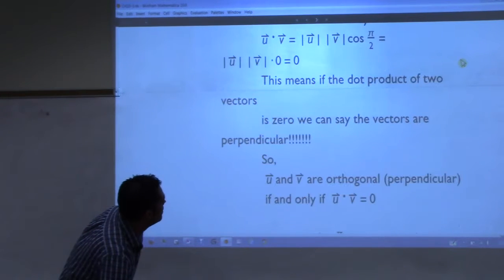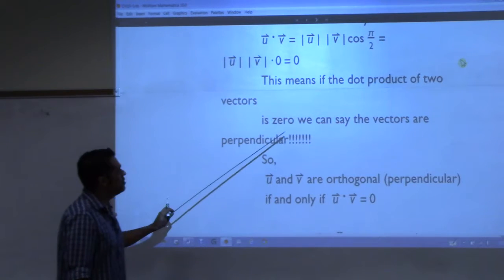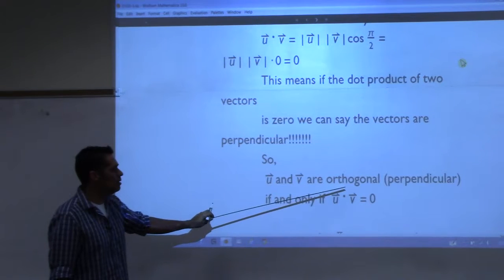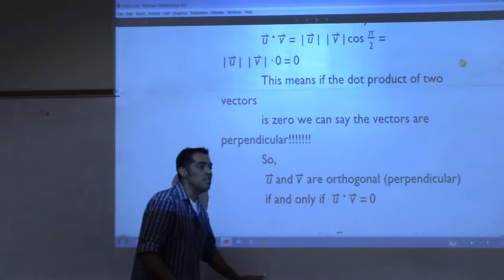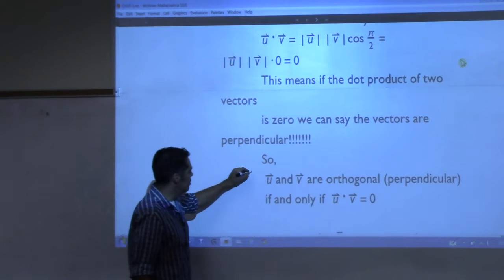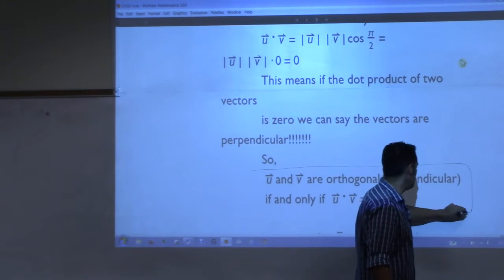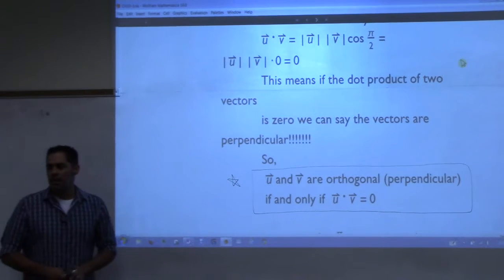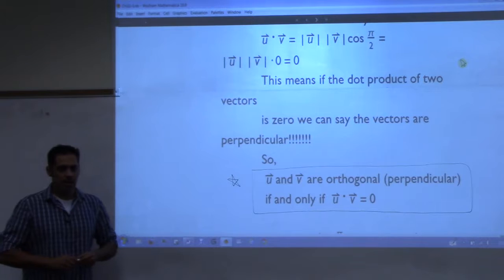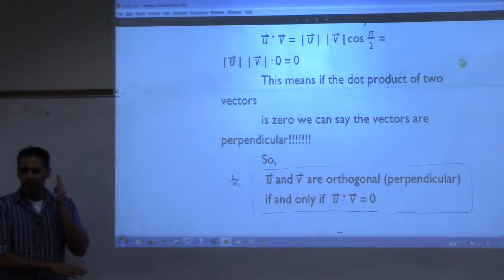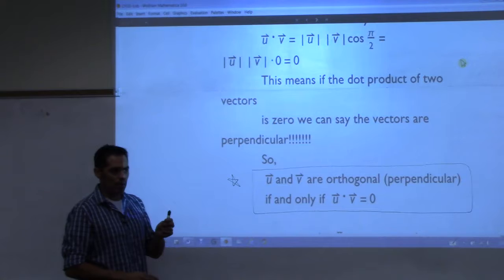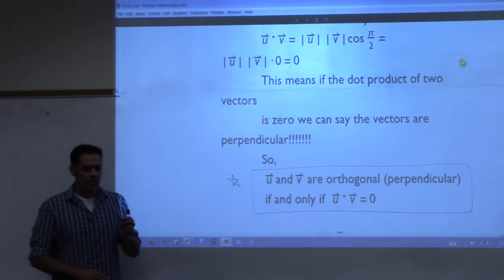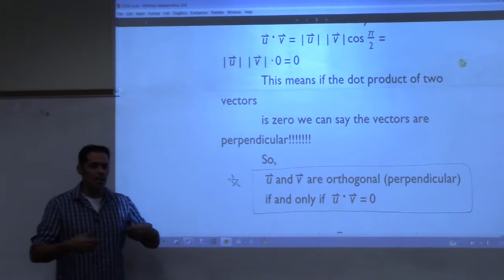This means if the dot product of two vectors is 0, we can say the vectors are perpendicular. Another word for perpendicular is orthogonal. And it turns out that there is another theorem that you can prove, and this is the main result. This is the big deal when it comes to dot product, is that if you have two vectors and you want to know if they're perpendicular to each other, all you have to do is compute their dot product. If the dot product is 0, they are perpendicular. It's a way to check for what we call orthogonality, which is perpendicular.